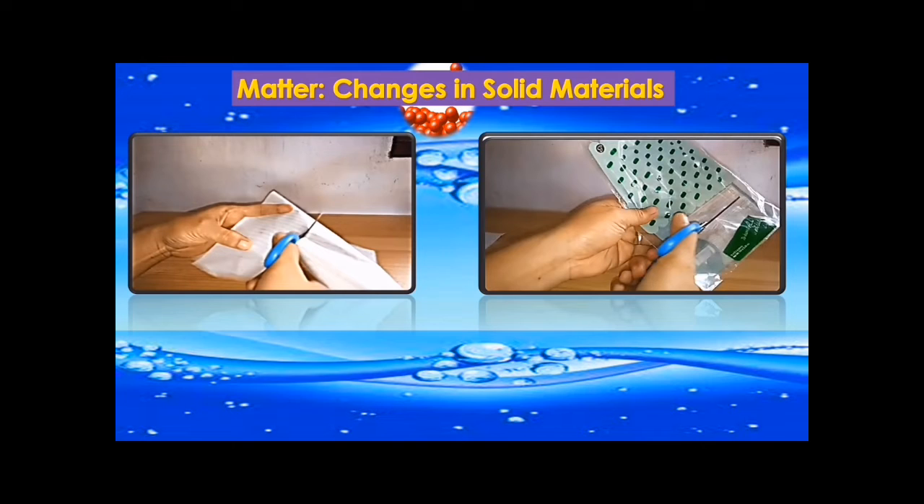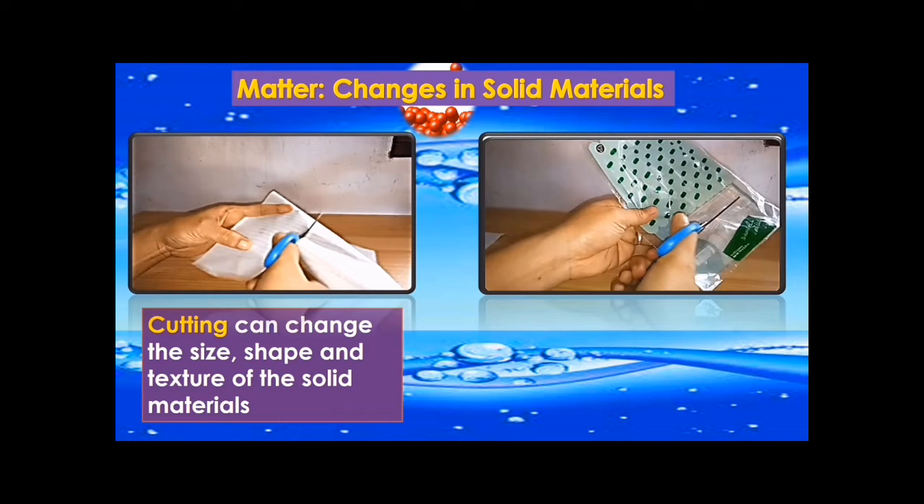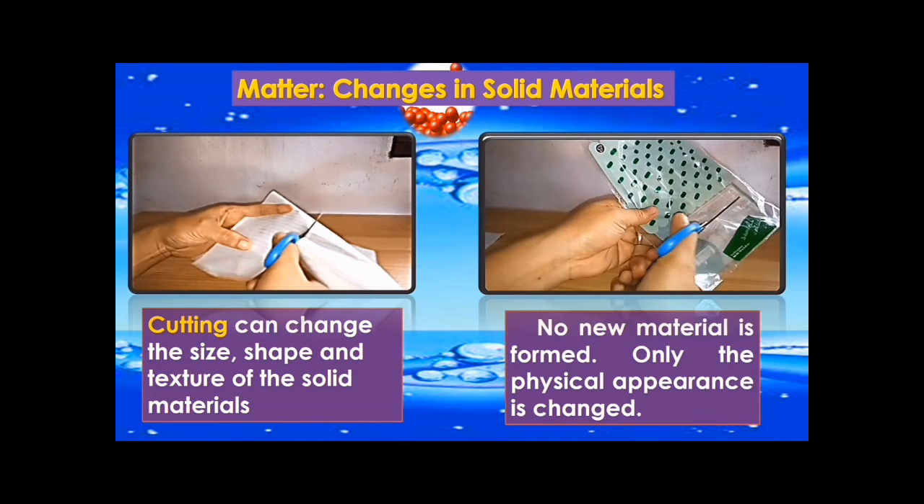Now what can you say about cutting a solid material? What changes are observable during our activity? Right, cutting can change the size, shape, and texture of the solid material. It makes the solid material turn into pieces, but no new material is formed. Only the physical appearance is changed.